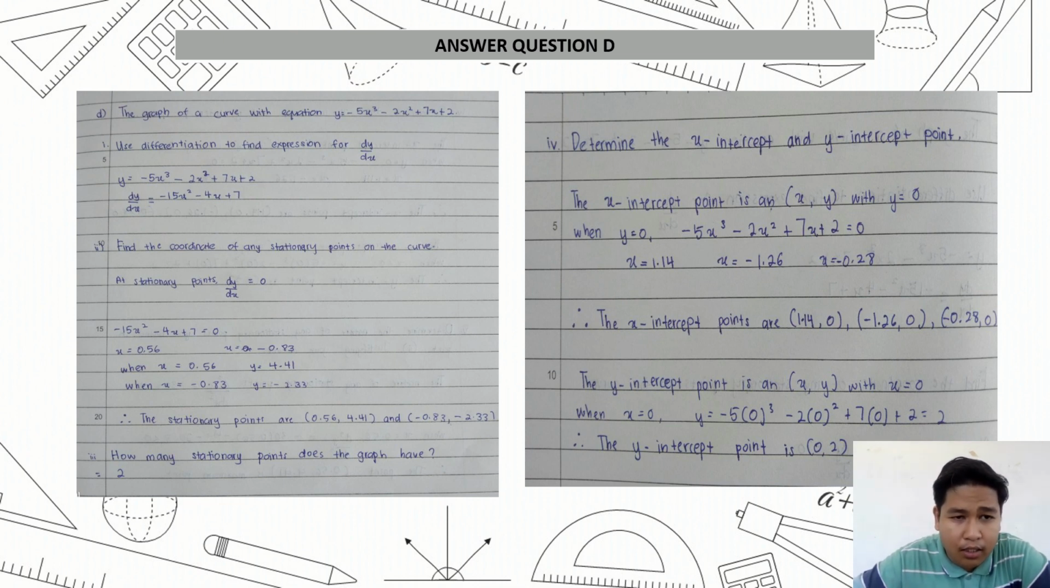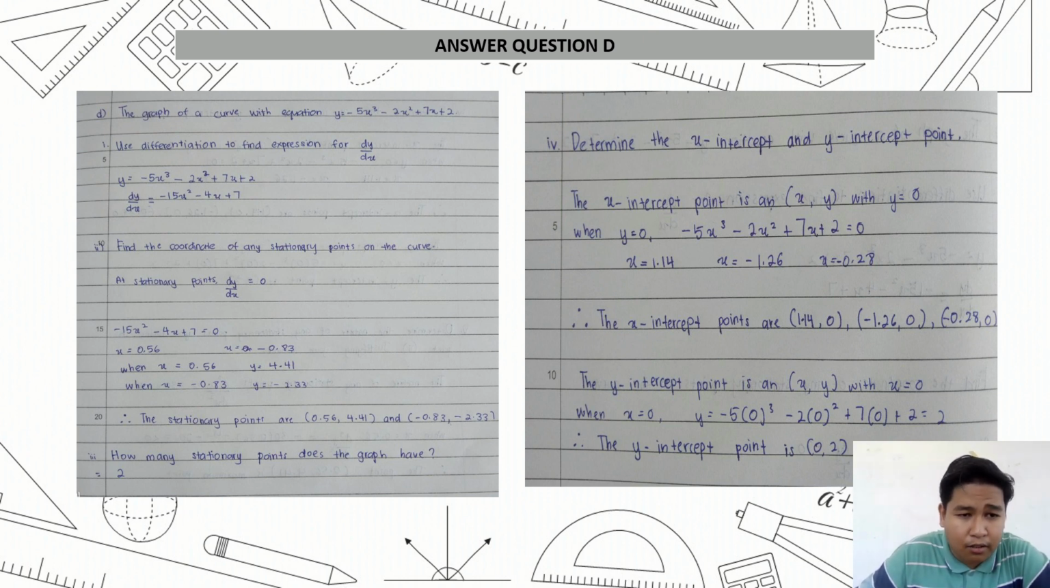Question D. The graph of the curve with equation y equals negative 5x cubed minus 2x squared plus 7x plus 2. 1. Use differentiation to find the expression for dy over dx. So y equals negative 5x cubed minus 2x squared plus 7x plus 2. So differentiating, dy over dx equals negative 15x squared minus 4x plus 7.